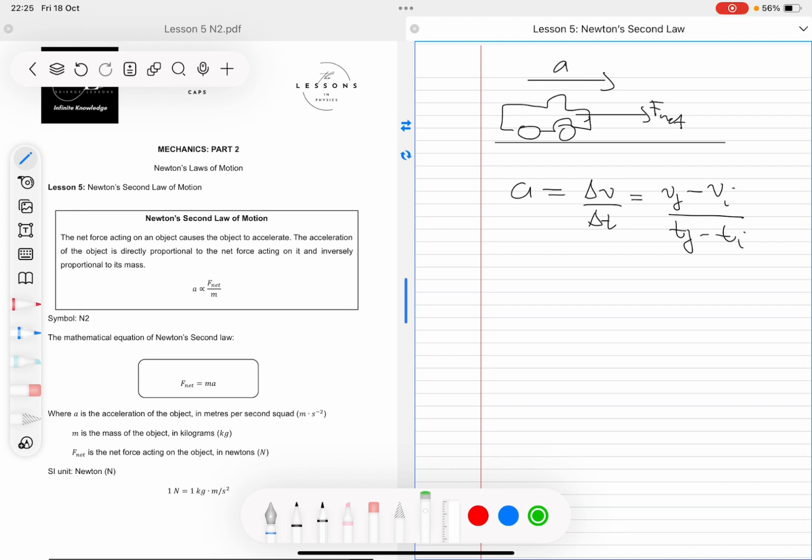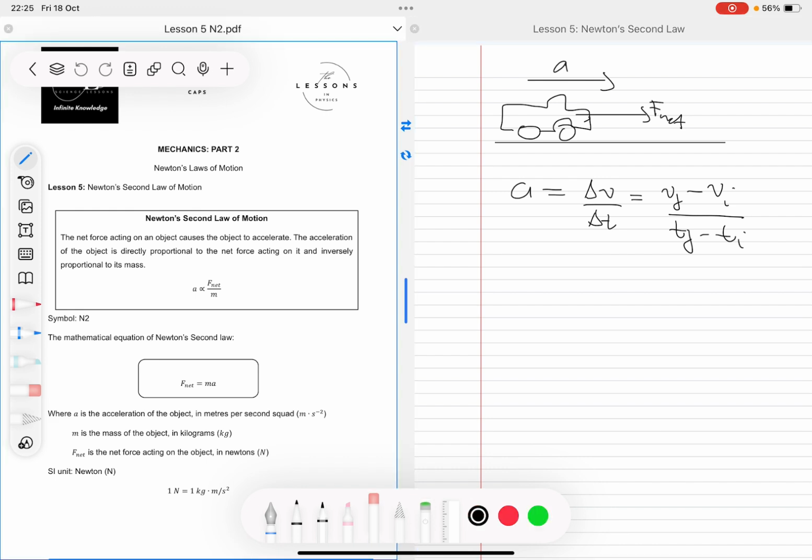Now we're saying here with Newton's second law that this acceleration is directly proportional to the net force, meaning that if the net force is increased, the acceleration will also increase with the same ratio. So if I double the net force, the acceleration will also double. If I take 1/3 of the net force, the acceleration will also reduce by 1/3.